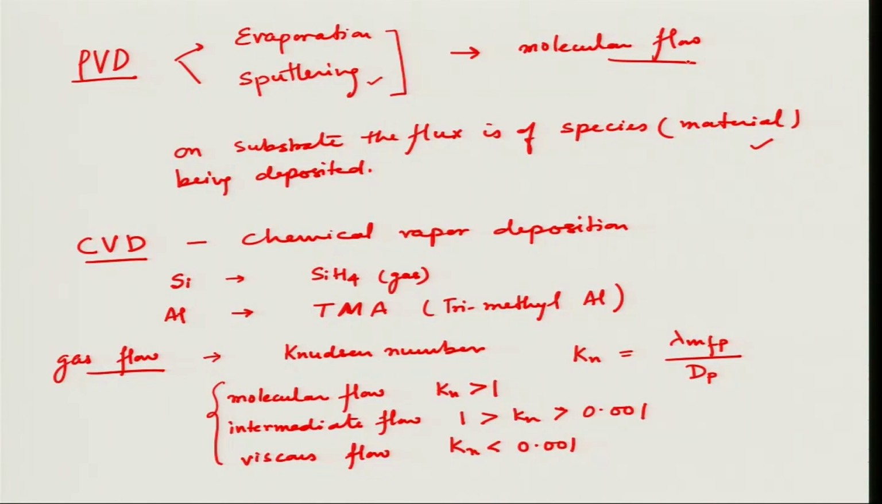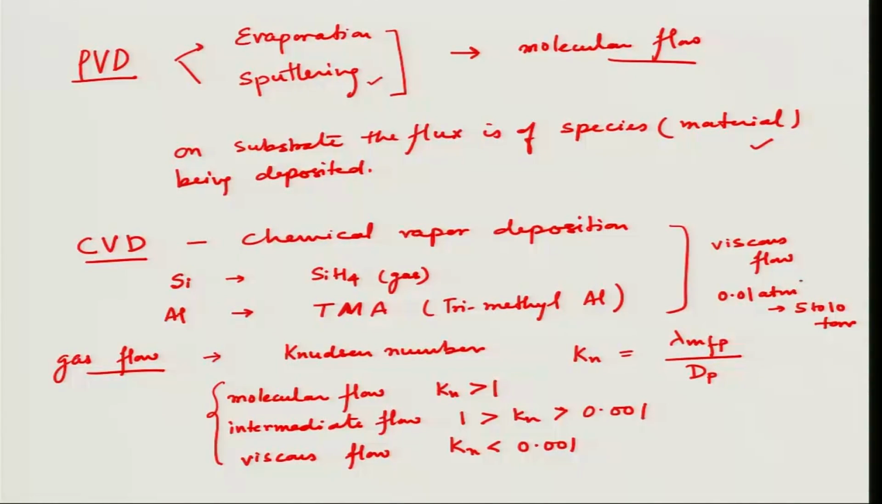So, this is how we can classify the gas flow, and for PVD we mostly use molecular flow, molecular to intermediate, and for CVD we use mostly viscous flow. So, at higher gas pressure, viscous flow, in the pressure regime from 0.01 atmosphere to around 5 to 10 torr.